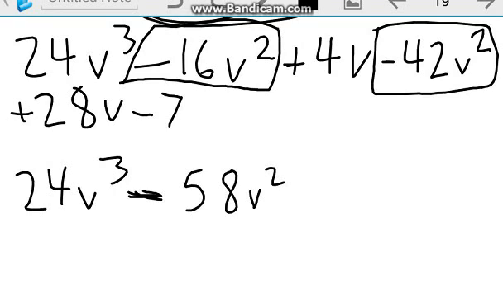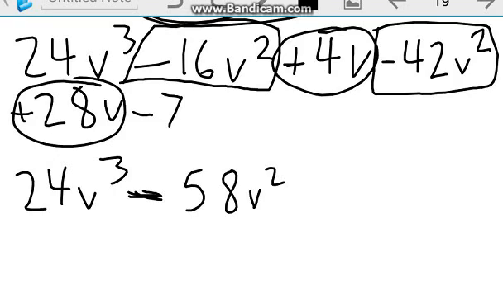Now the next set of like terms we have are the v's. So we have a positive 4v here and a positive 28v here. So 4v plus 28v, that'll give us positive 32v. And the -7 we just bring with us. There's not much we can do there. And this is our answer.